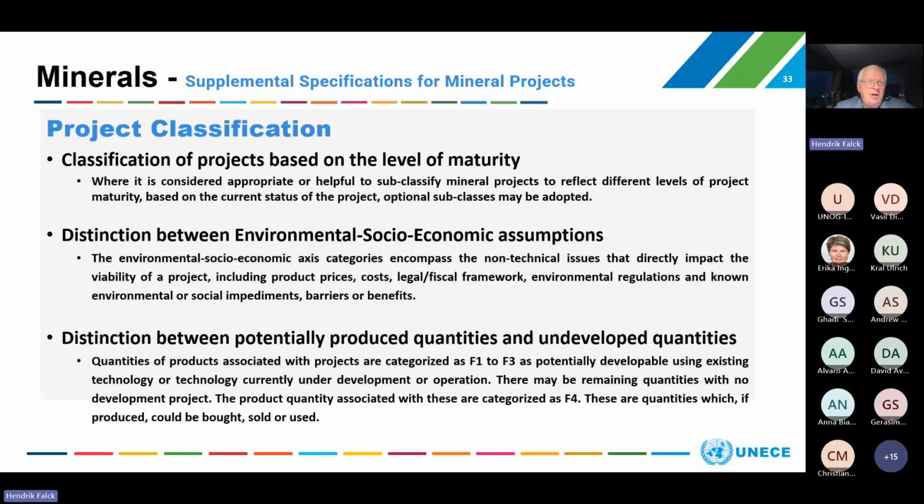There's also a distinction between potentially produced quantities and undeveloped quantities, and you have to understand where the reference point is for the materials that you are producing. Is this an estimate of what is coming out of a mill and going to the market for sale, or is this an estimate of what is still in the ground, in situ? This allows you to examine the categories of classification to identify that level of certainty as well.